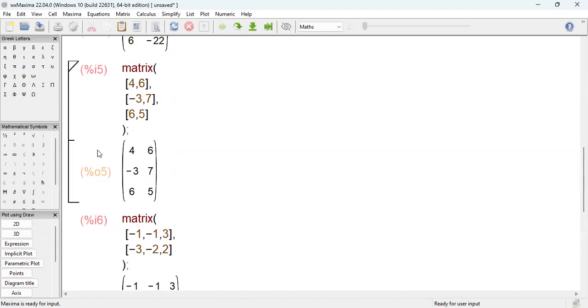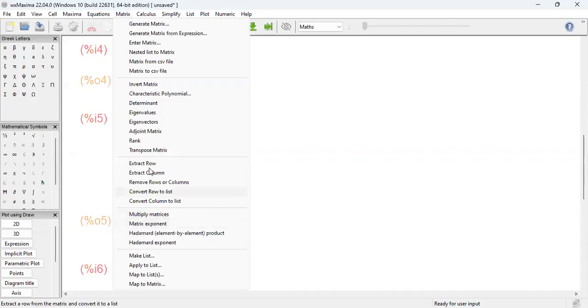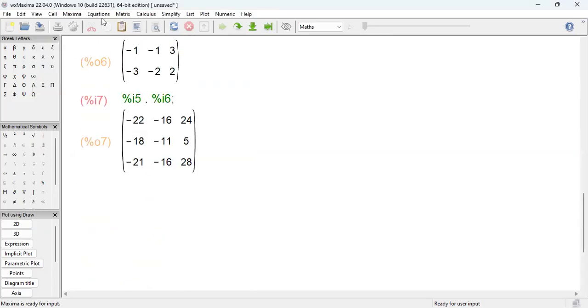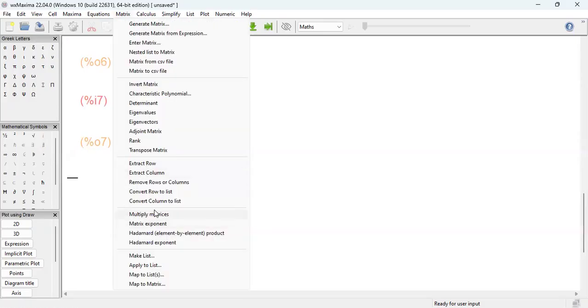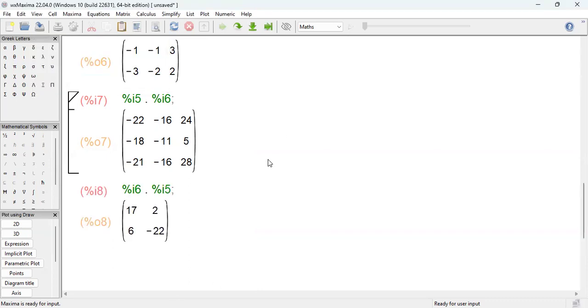So you have the two matrices, input 5 and input 6. We want to multiply B and C. So go to multiply matrices. This was input 5. We are multiplying by input 6. And you have the answer there. Then you can still multiply input 6, that will be CB, multiplied by input 5. And you have the answer. So you can use Maxima to verify your answer.